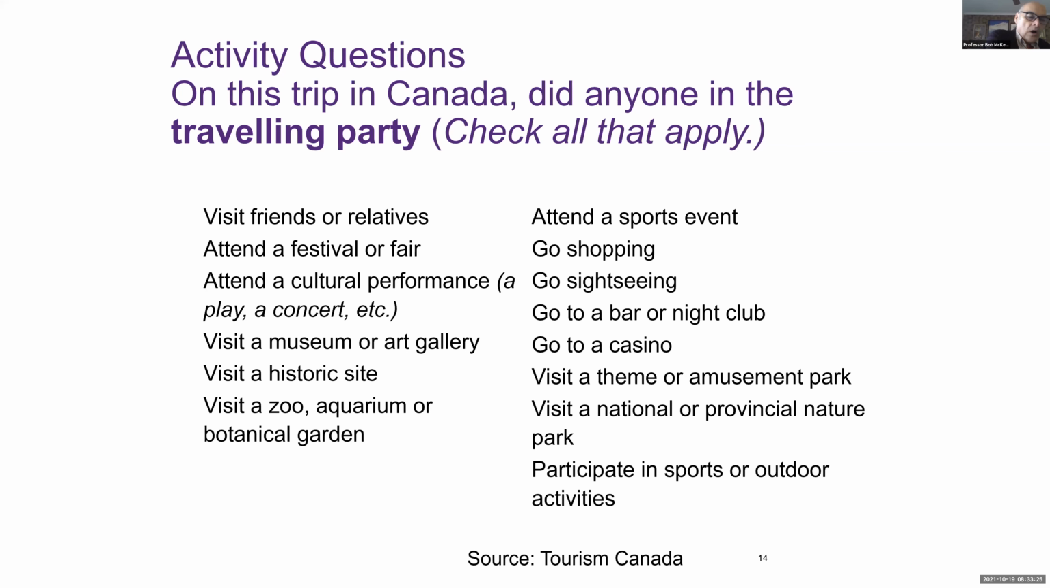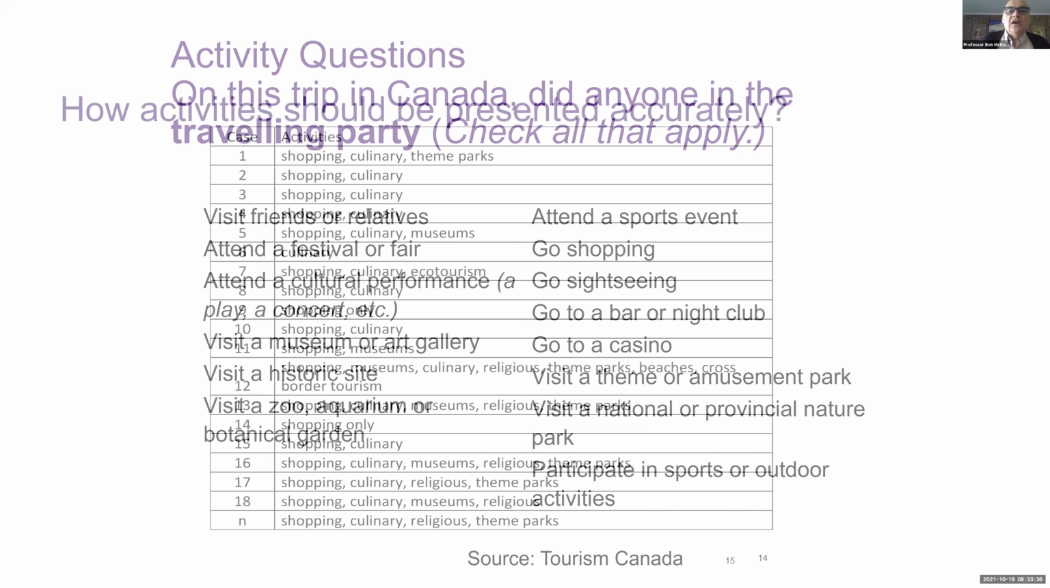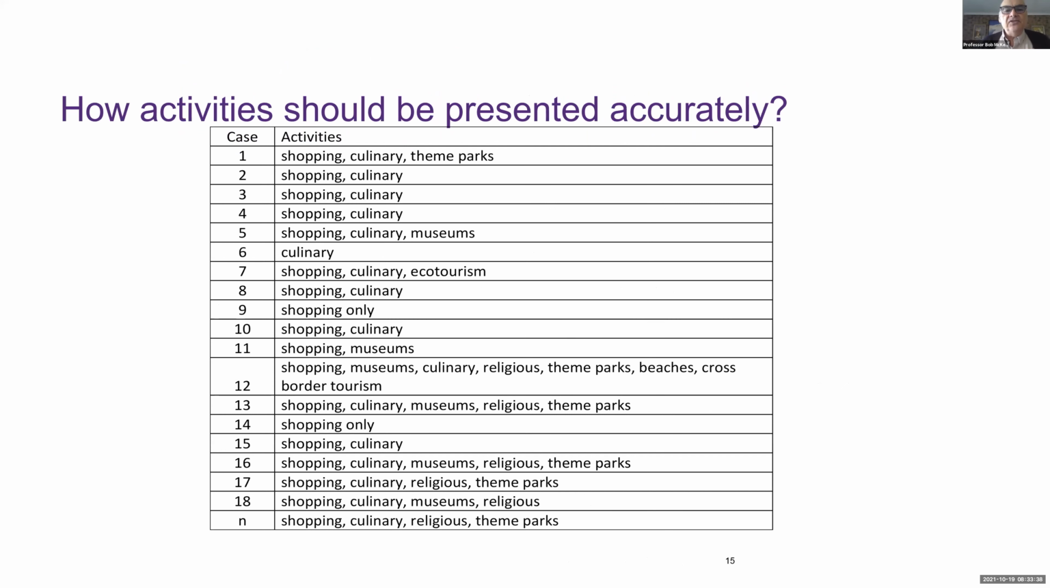Very straightforward. Why did you come to the destination? Choose one reason. What did you do? Pick as many things as you wanted. Now, accurately, if you are going to present the activities that people pursued, they should be presented in a string type manner so that person one went shopping, engaged in culinary tourism, went to theme parks. Person 12 did a whole lot more things: shopping, museums, religious, theme parks, beaches, cross-border tourism, etc. But that's not how the data are presented.